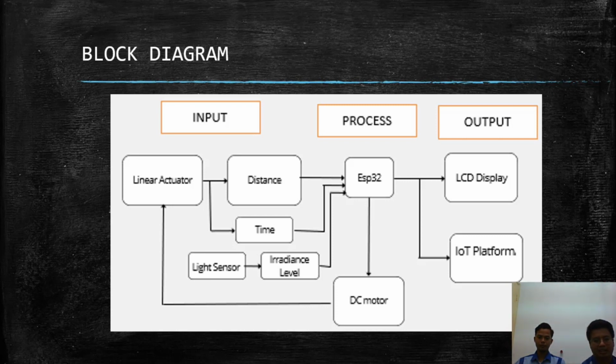And we go to the process. This input will go to the process, which is programmed in the ESP32. The ESP32 will loop the DC motor to change the height of the linear actuator, so we have a loop. For the output, we have an LCD display to monitor at the project, and an IoT platform also to monitor and control it.